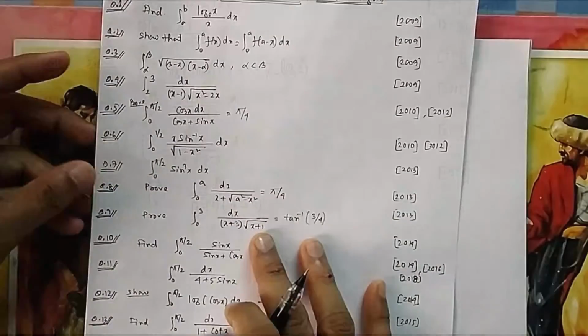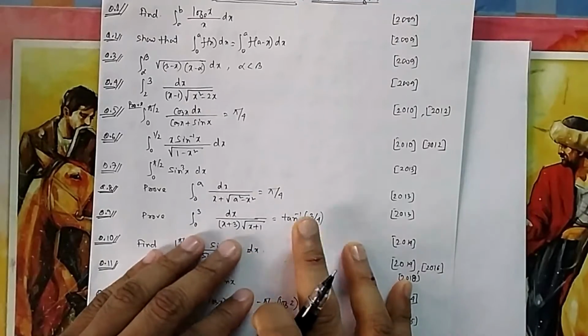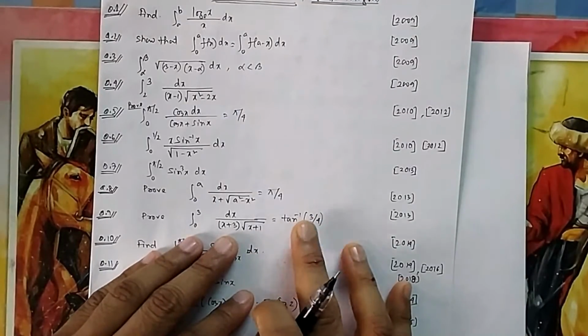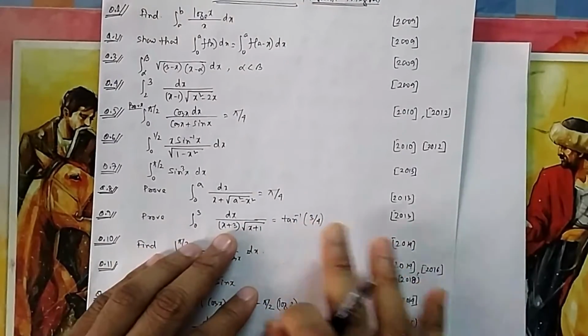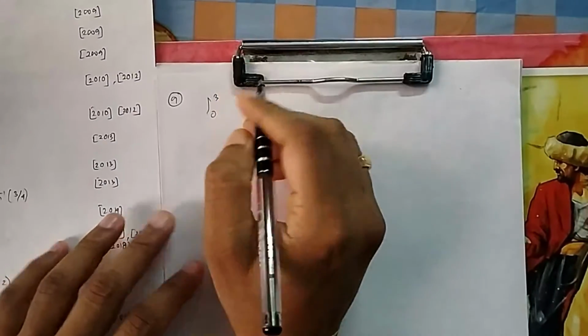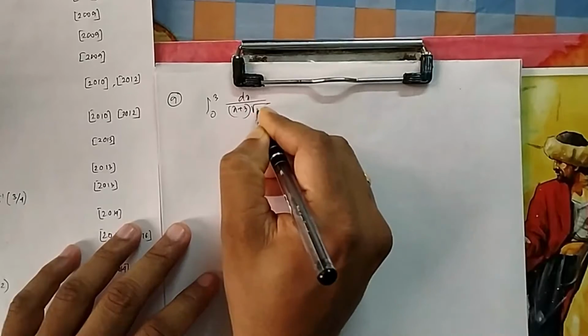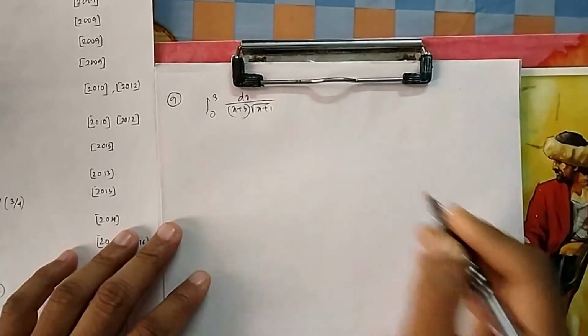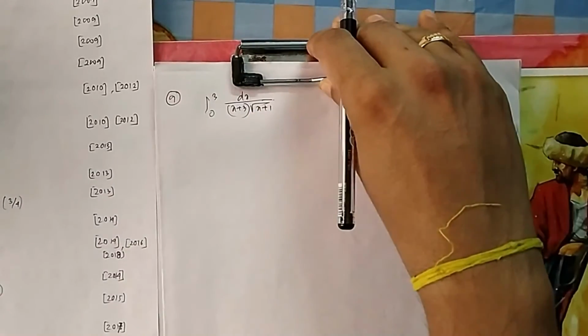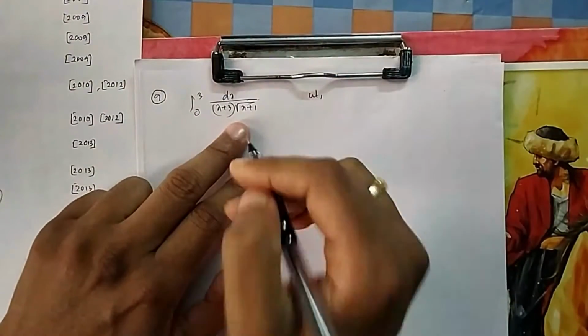Now in question number 9, it is asked to find this one. I think there is some mistake. Exactly this proof is not coming. Let us solve this integration for now. So it is integral 0 to 3, dx divided by (x plus 3) root (x plus 1). Let me think whether it can be done in another way so that this proof comes. So for now let us just solve this integration.